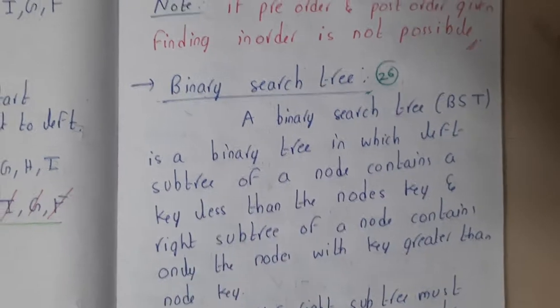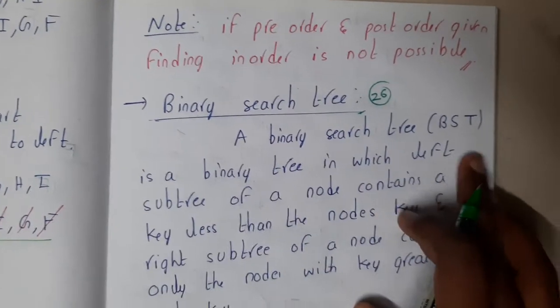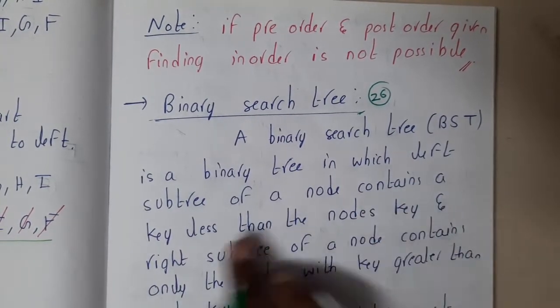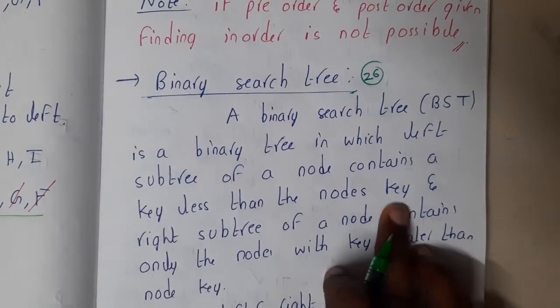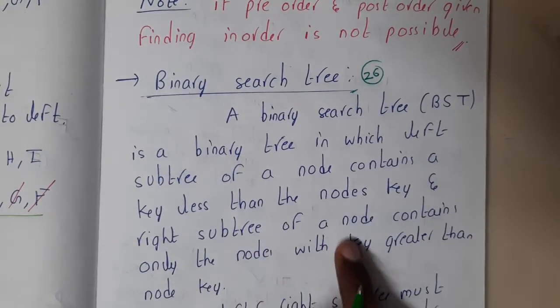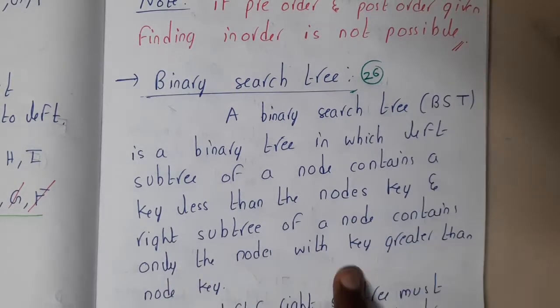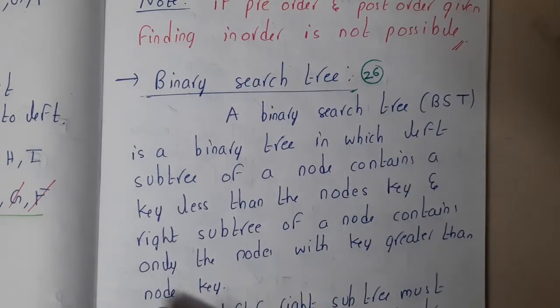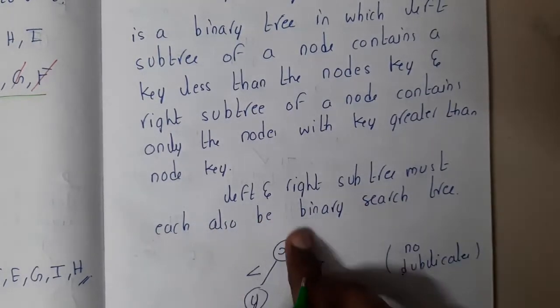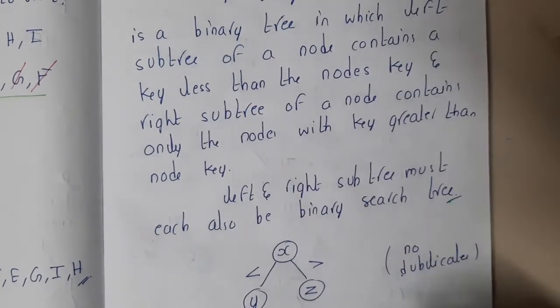A binary search tree, BST, is a binary tree in which the left subtree of a node contains only keys less than the node's key, and the right subtree of a node contains only keys greater than the node's key. The left and right subtrees should each also be a binary search tree.